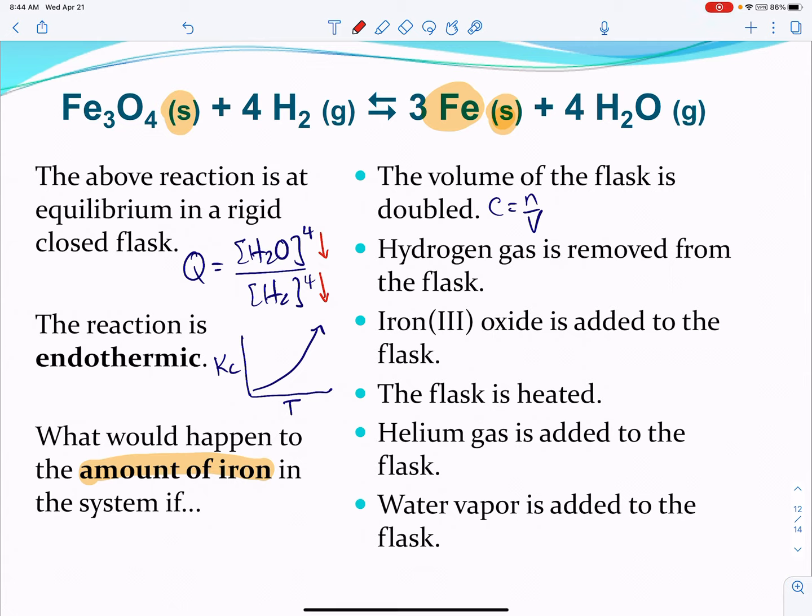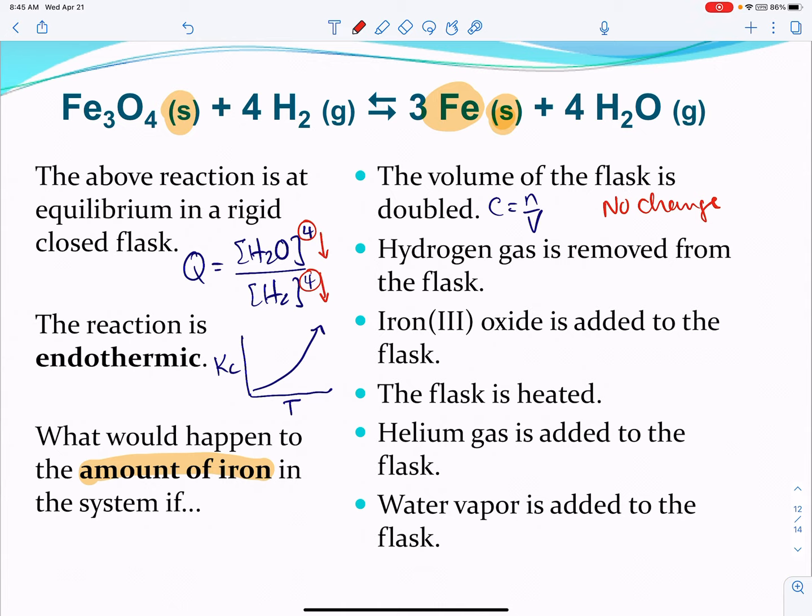So when that happens, we have to look at the orders on top and bottom. In this case, the order on top is a 4, the order on the bottom is also a 4. That means they're equal, and if they're equal, Q will not change, right? So decreased on top and decreased on the bottom by the same amount means Q will stay the same. If Q stays the same, Kc also stayed the same because temperature didn't change, so therefore nothing happens. There's no shift, so there's no change to the Fe.